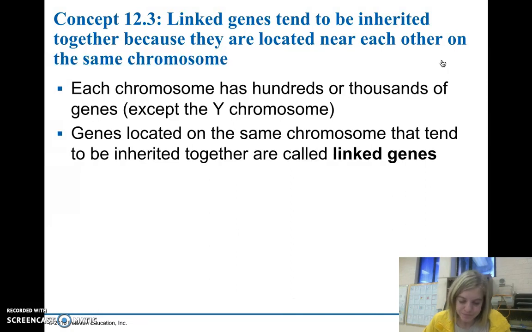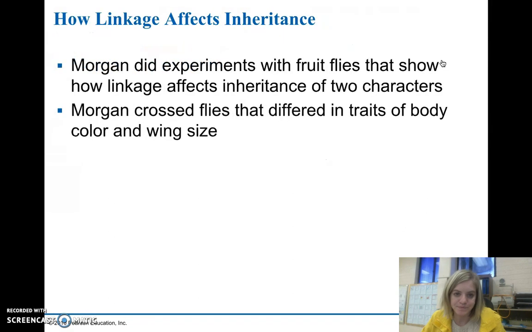So we now know that our chromosomes contain hundreds of thousands of genes, with the exception of the Y chromosome, which contains relatively few genes. The rest have a lot of genes on them. And there are certain genes on the same chromosome that tend to be inherited together, and we call these linked genes. It should be noted these are different than what we mean by sex-linked genes. Those are genes that are linked to the sex of the individual because of the chromosome they're carried on. But linked genes are on the same chromosome and they tend to be inherited together. So we'll get into that.